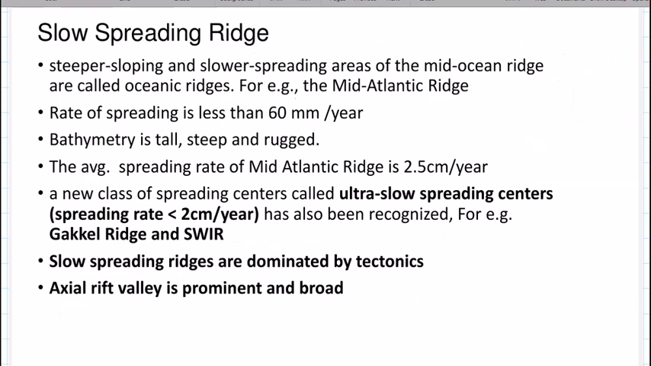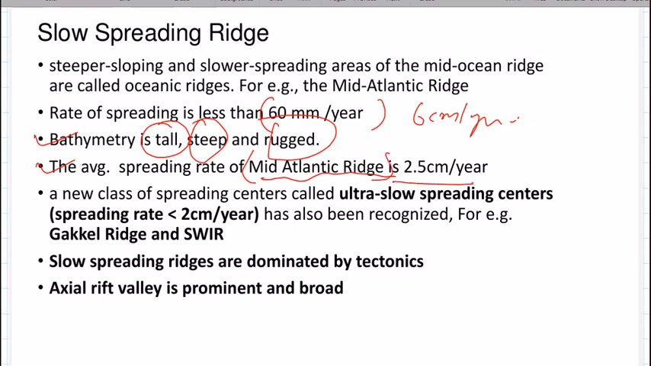Then there are slow spreading ridges. Slow spreading ridges are those which have a spreading rate less than 6 centimeters per year. The bathymetry has tall, steep and rugged mountain chains. For example, the Mid-Atlantic Ridge, a very prominent mid-oceanic ridge, has a spreading rate of 2.5 centimeters per year. It means that the new ocean floor created has a width of 2.5 centimeters in a year. Then there are also ultra slow spreading ridges, which have a spreading rate less than 2 centimeters per year. Examples are the Gakkel Ridge and the Southwest Indian Ridge.